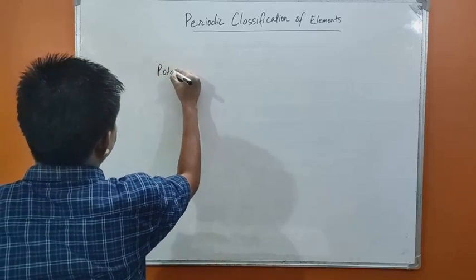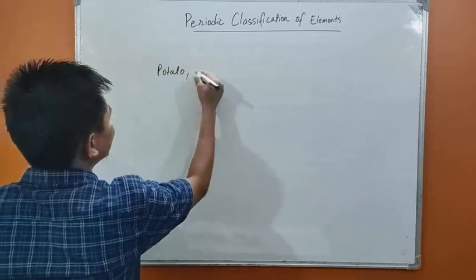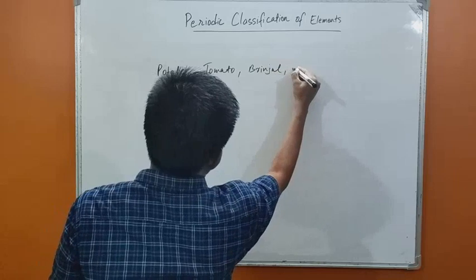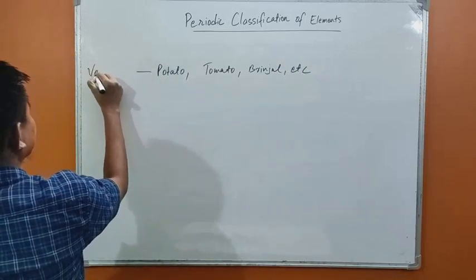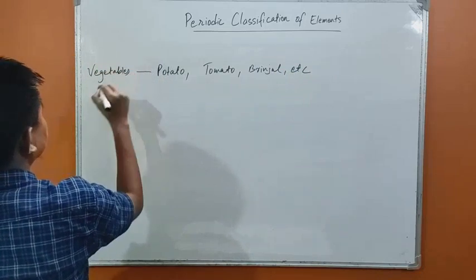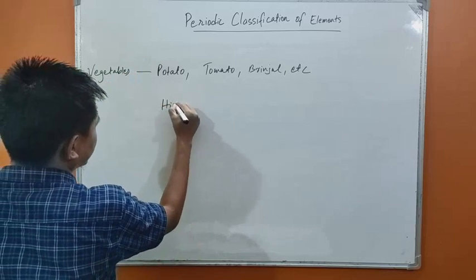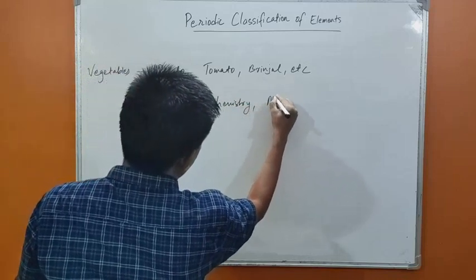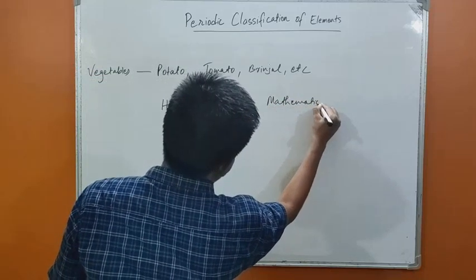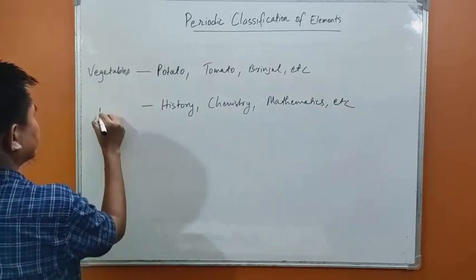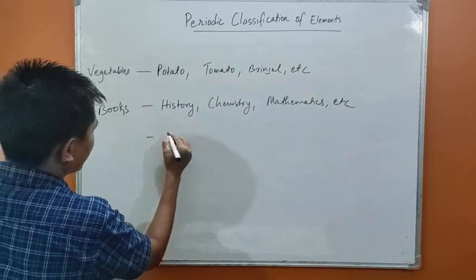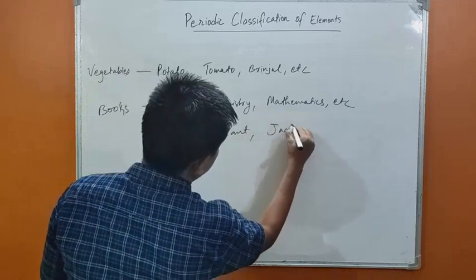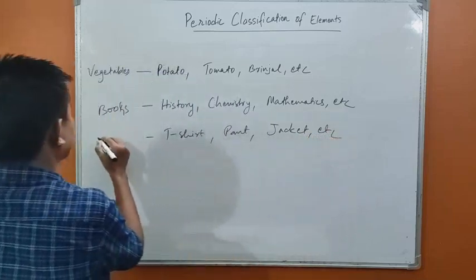We have potato, tomato, brinjal, etc. And we classify them as vegetables, isn't it? And we have history, chemistry, mathematics, and we classify them as books, isn't it? And we have t-shirt, pant, jacket, etc. And we classify them as clothes.